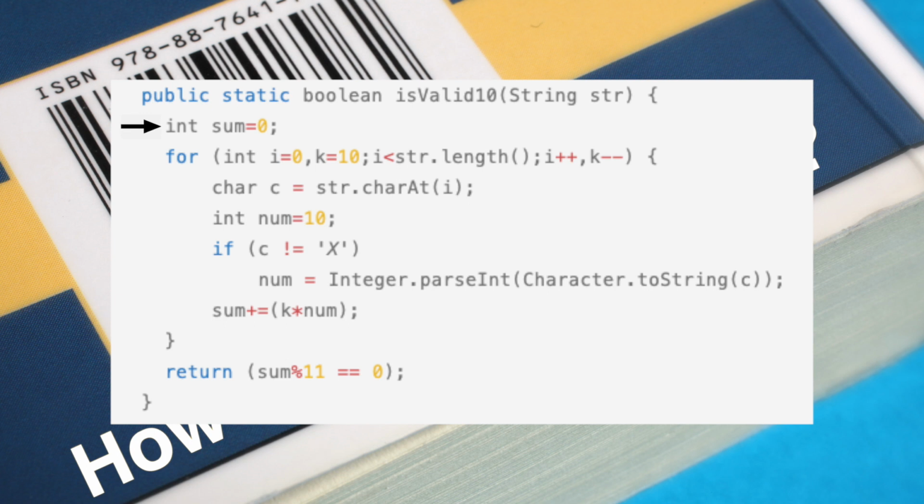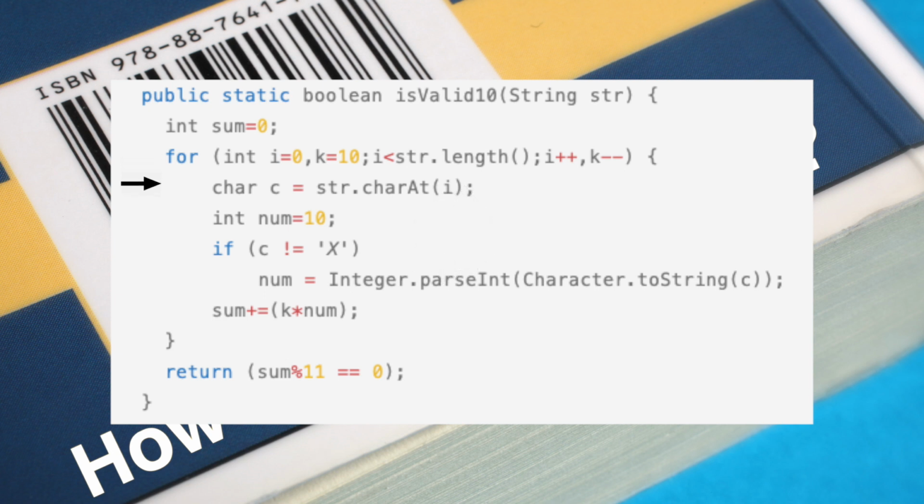Inside the isValid10 helper method, I initialize a primitive integer variable, named sum, to 0. I then create a for loop that initializes a primitive integer, named i, to 0, and another primitive integer, named k, to 10. For every iteration of the loop, the value of i is incremented by 1, and the value of k is decremented by 1. The loop executes until all characters in the incoming string have been evaluated.